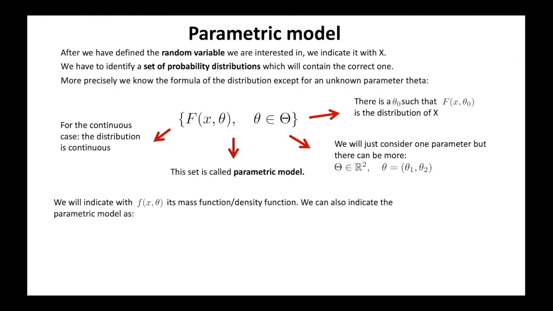If we indicate with f_X(x; θ), where f is lowercase, the mass function or density function, depending on whether we are in the discrete or continuous case, we can also use this function to indicate our parametric model, again with f_X(x; θ). Let us see some examples.